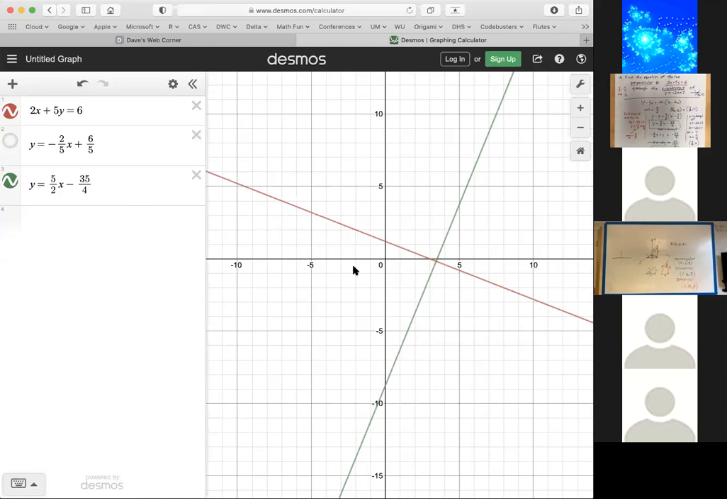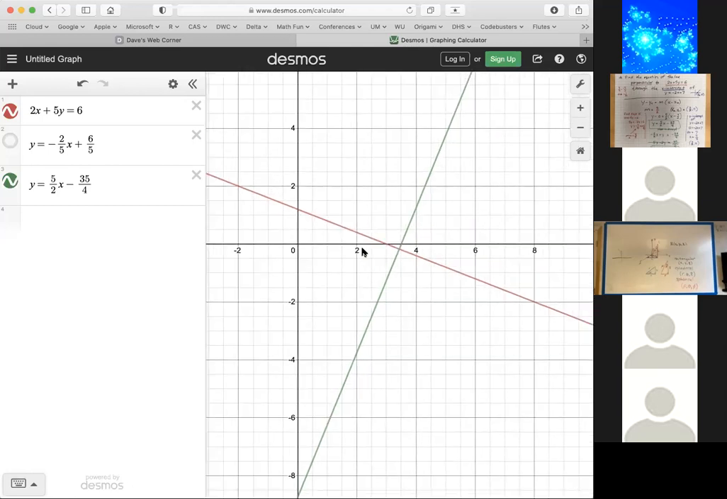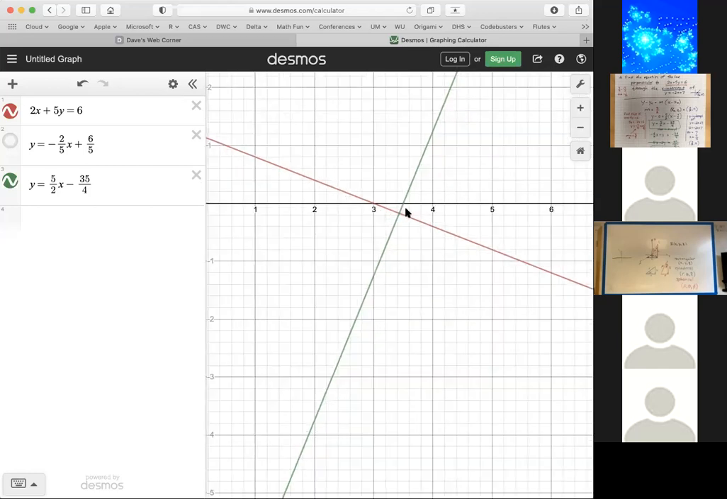Does this green line have a slope of 5 over 2? Yes, it does, because it's perpendicular to slope minus 2/5. Does it cross the x-axis at 7/2, which is 3.5? Let's zoom in. It crosses between 3 and 4. Here's 3. Zoom in again. It crosses exactly halfway between 3 and 4 at 3.5 and 0. That's another nice thing about Desmos. If you just click on a point, you get the name of the point.